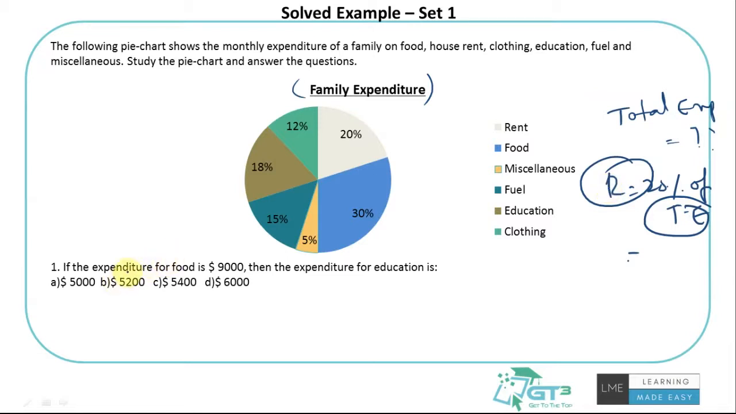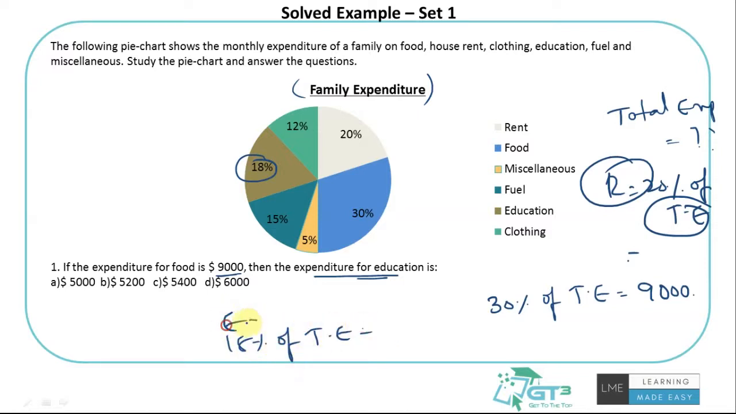So if you see the question, it says if the expenditure for food is $9,000, then the expenditure for education is. You see what is the expenditure for food according to the pie chart? Food is this blue 30%. So 30% of the total expenditure is $9,000. So they are asking how much they are putting into education, right? Education is brown, 18%. This is what I need to find out. If I find out the total expenditure, then obviously I can find 18%, right? 30% of total expenditure is 9,000, so that's basically saying total expenditure is 30,000.